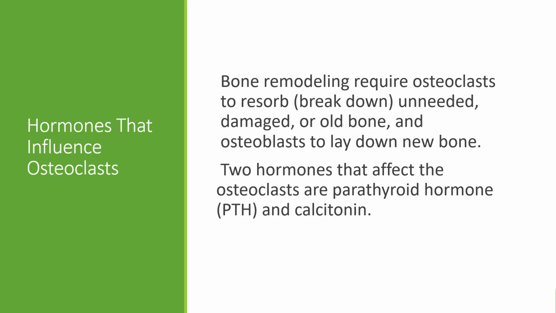What about some hormones that influence the osteoclast? These are the ones that are breaking bone down. So bone remodeling requires osteoclasts to resorb. That word is always confusing because people want to say reabsorb, but it's resorb, which means to break down any unneeded, damaged, or old bone, and the osteoblasts are going to lay down new bone. There are two hormones that are classically responsible for doing this: parathyroid hormone, PTH, and calcitonin.